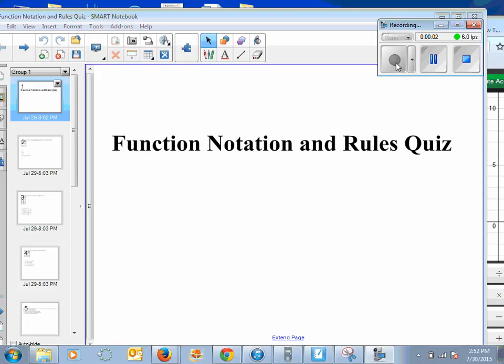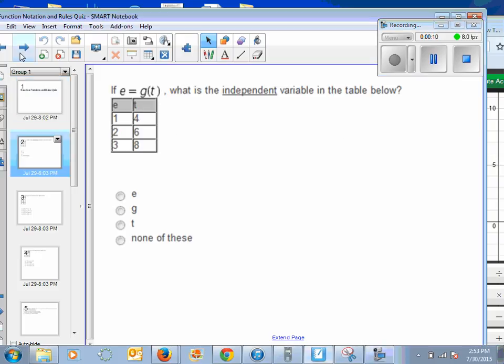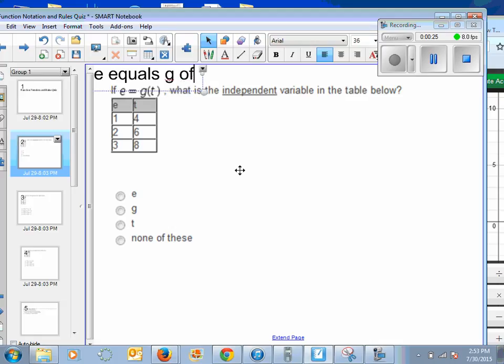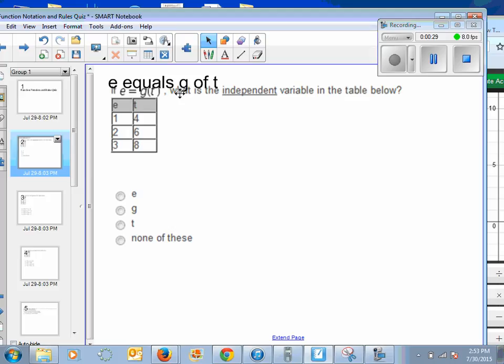Okay, here's the video for the function notation and rules quiz. Function notation just refers to how we write functions. I'll show you what I mean here. So what we say here is if E equals G of T, E equals G of T, that's what that says right there.